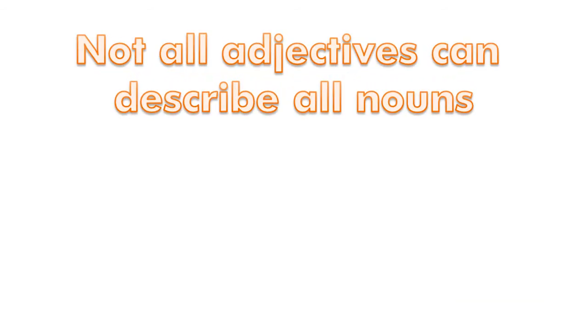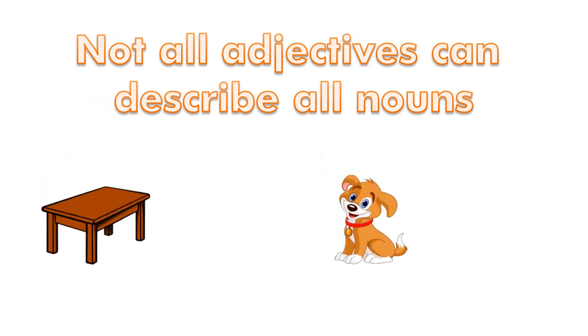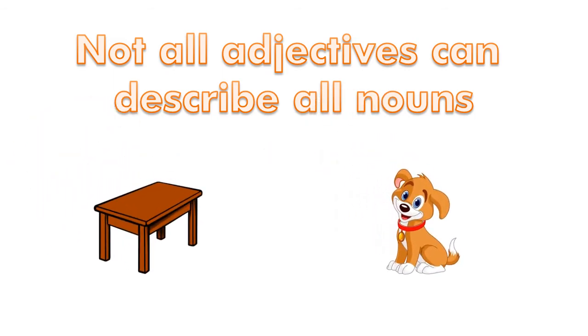Now, it's great if you already know that adjectives describe nouns, but it's also important for you to know that not all adjectives can describe all nouns. Here we have a picture of a table and a dog, which we both know are nouns. If I use the word friendly as an adjective and I want to describe the table, it's not going to make sense. But if I want to use the word friendly and describe the dog, you will know what I mean by saying that the dog is friendly.